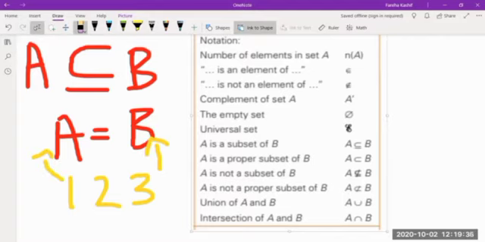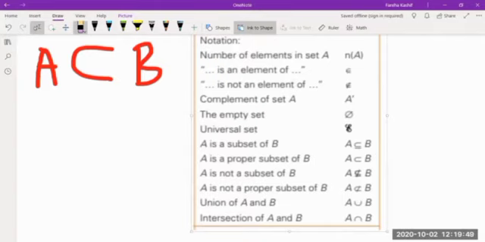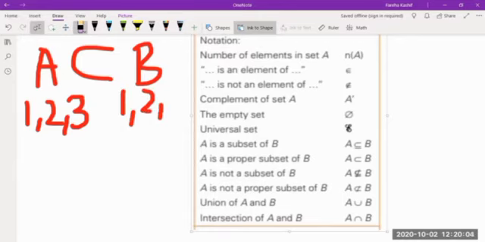But if I say A is a proper subset of B, without using that small line in the symbol, I mean that B has at least another value that is not part of A, which means that if A has 1, 2, and 3, B is going to have another value along with that. 1, 2, 3, and at least another value, 4. It can also have 5, any other additional value.